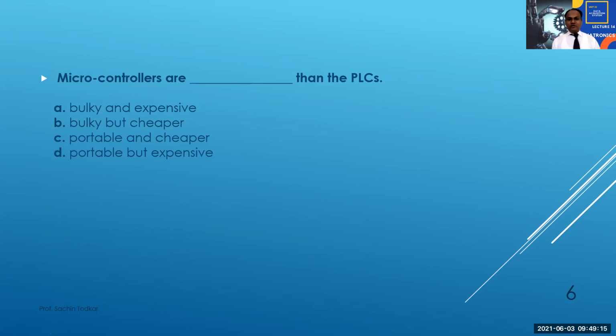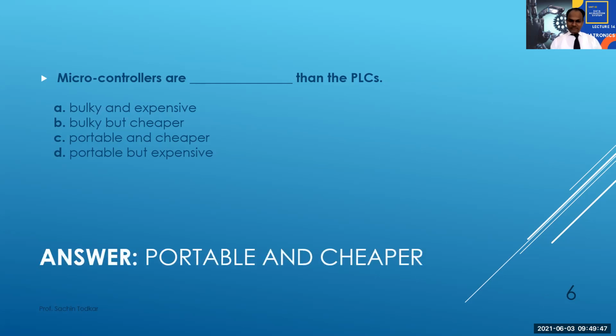Microcontrollers are ... than the PLCs. Bulky and expensive, bulky but cheaper, portable and cheaper, portable but expensive. Programmable logic controllers, PLCs, are very costly. They are very bulky as well as expensive. But microcontrollers are very small in size, and they are far cheaper than the PLCs. So the answer is C, portable and cheaper.